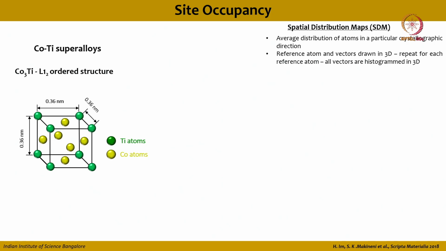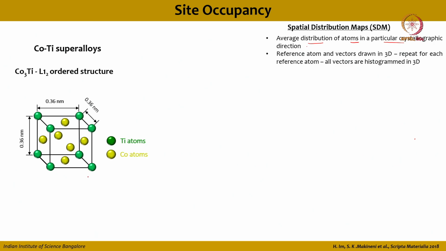So you know that in any unit cell, if there is a solid solution, the atoms can be randomly arranged. But if it is an ordered structure, the atoms have certain lattice points or lattice positions. Okay, so by generation of spatial distribution maps, as I told you, these are nothing but the average distribution of atoms in a particular crystallographic direction. Okay, and for each atom it is getting measured.